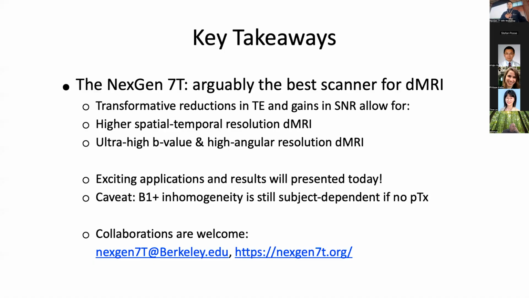So key takeaways, I would say the NexGen 7T is arguably the best scanner for diffusion MRI right now. It provides transformative reductions in TE and gains in SNR for higher spatial and temporal resolution diffusion imaging, ultra-high b-values, and high angular resolution diffusion, and I'm really excited about the diffusion presentations that we're going to see today. One caveat you may have noticed, some parts of the cerebellum have slightly less B1 homogeneity, but I think with PTX we'll address those in the near future.